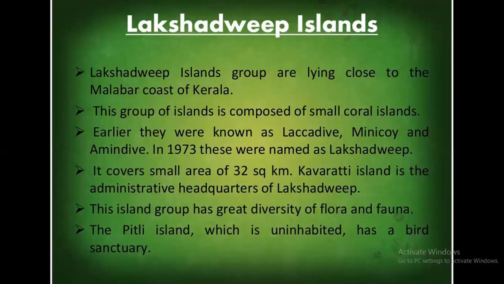Here are some points about Lakshadweep, which lies very close to the Malabar Coast of Kerala. The group is composed of small coral islands, earlier known as Laccadive, Minicoy, and Amindivi. In 1973, they were all together named Lakshadweep. It covers a small area of 32 square kilometers, and Kavarati Island is the administrative headquarters of Lakshadweep.